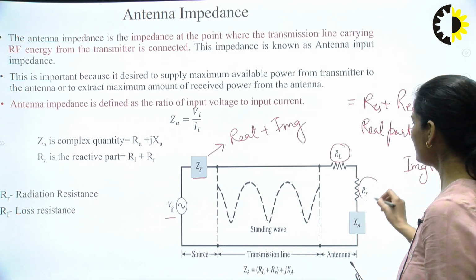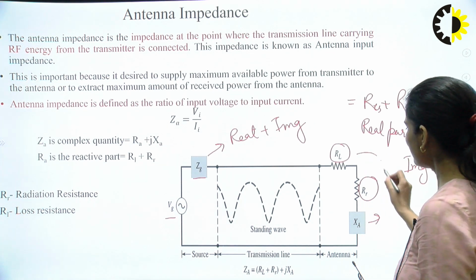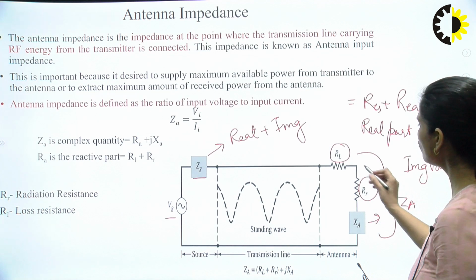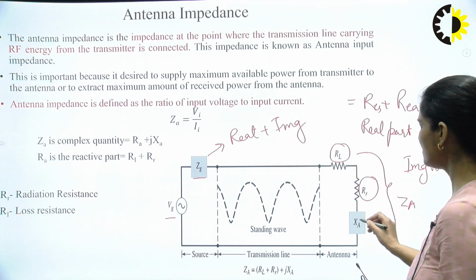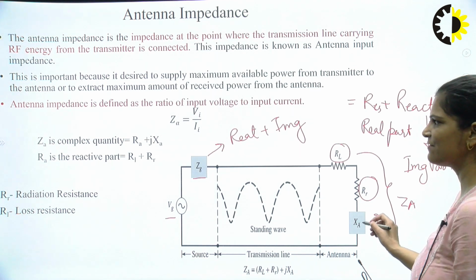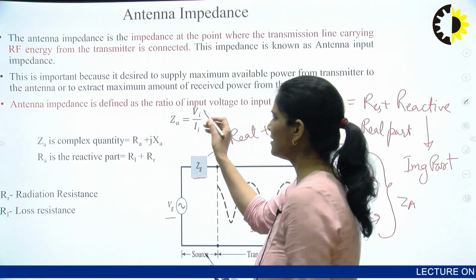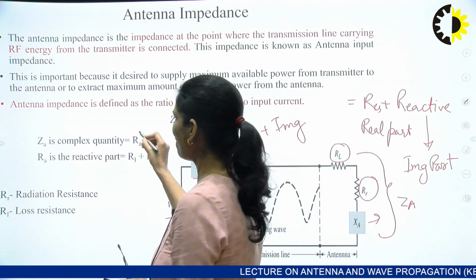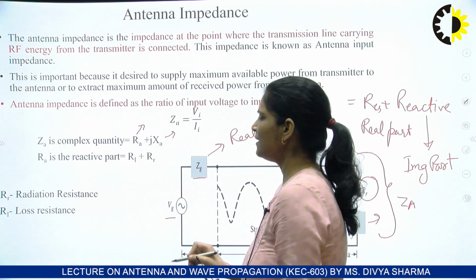Now at the receiver side, at the antenna, you have loss resistance RL, and RR is the radiation resistance. This is the reactance XA. Let us consider the whole as ZA. ZA is the ratio of VI upon II, and ZA is a complex quantity, with a real part and an imaginary part.